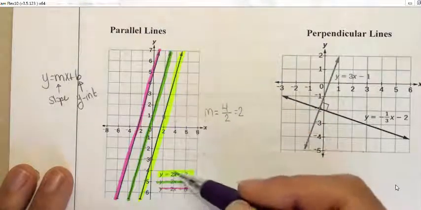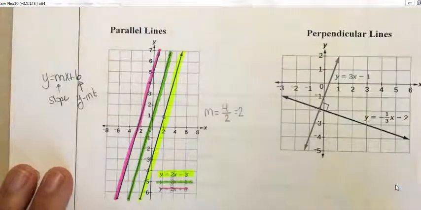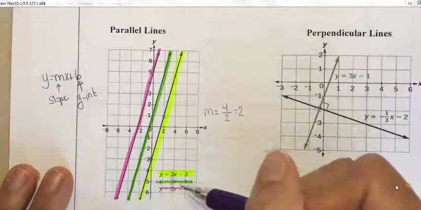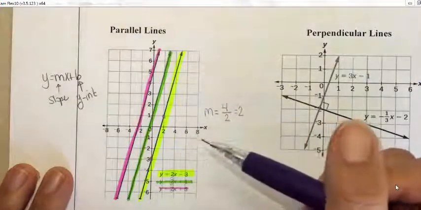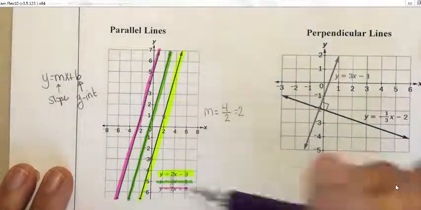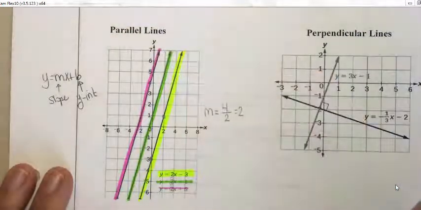But I've been given the equations, and you can see that the slopes in these equations are all 2. So I know for a fact that these 3 lines are parallel, not because they look like they never touch, but because their slopes are exactly the same. Their slopes are equal. So parallel lines have equal slopes.